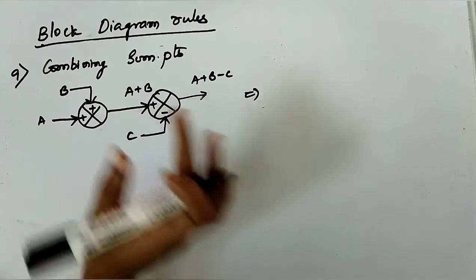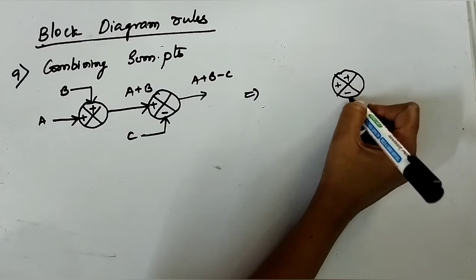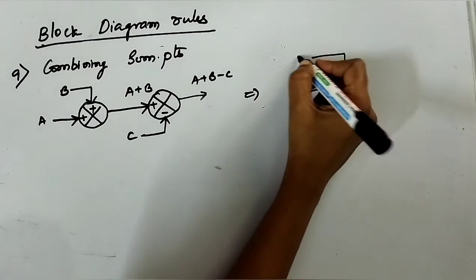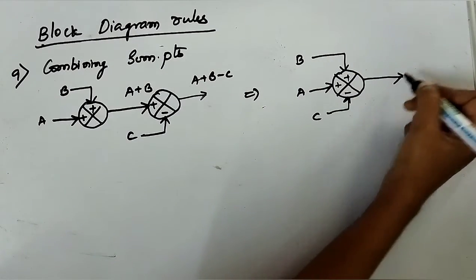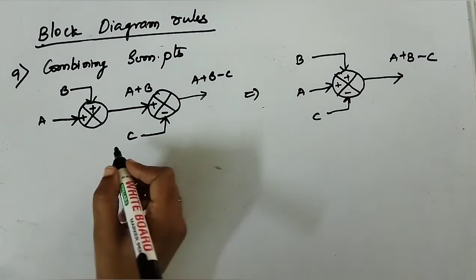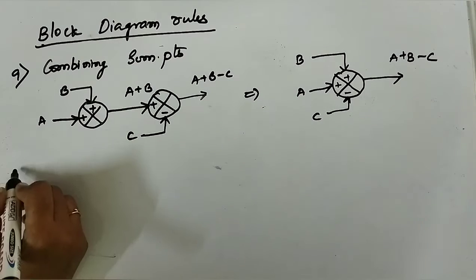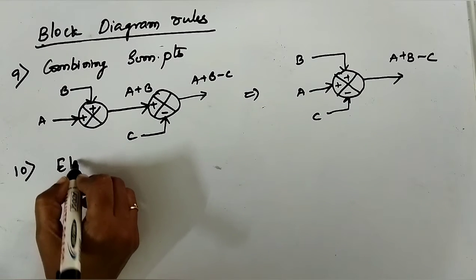These two summing points are combined together, plus and minus. A is the input here, B here and C here. That would leave us with A plus B minus C. So even after combining, you have the same output. The last rule, elimination of feedback loop.